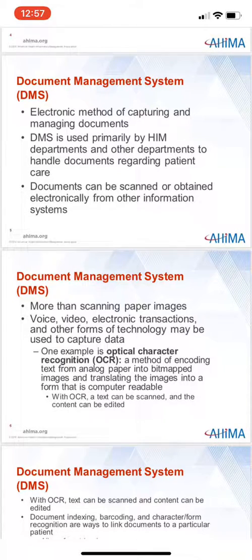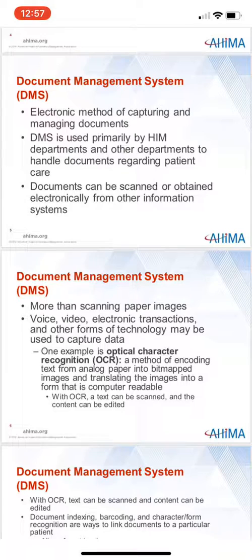One example is OCR, or optical character recognition. OCR is defined as a method of encoding text from analog paper into bitmapped images and translating the images into a form that is computer readable. With OCR, a text can be scanned and the content can be edited.